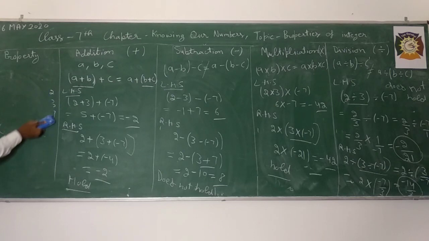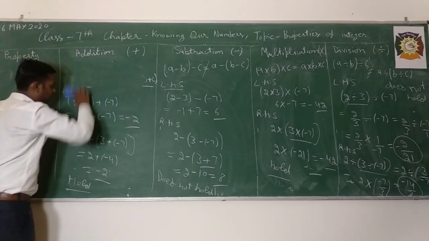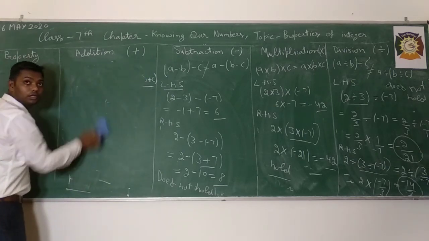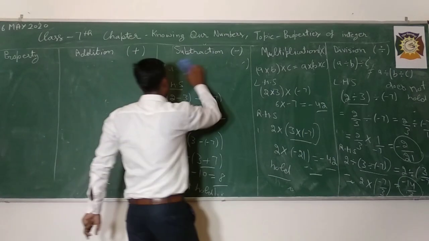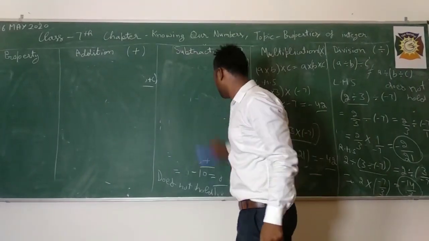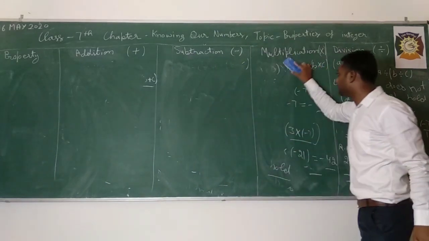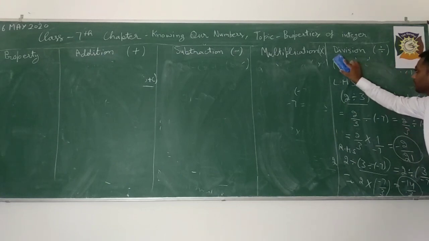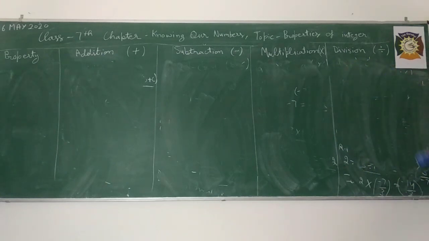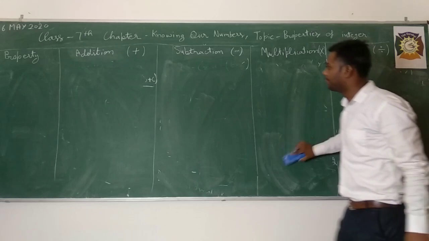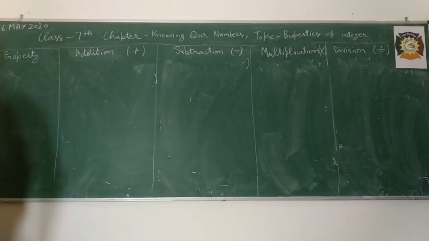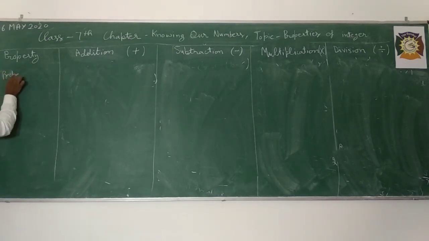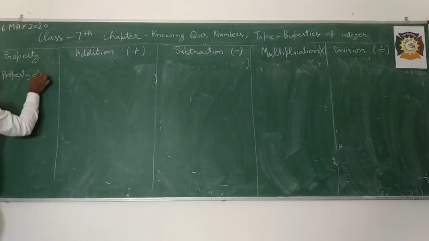Now we start with our fourth property, that is 0. Addition: if we add 0 to an integer, subtract 0 from an integer, multiply 0 with an integer, and last divide 0 with an integer. Let's start. Properties of 0.